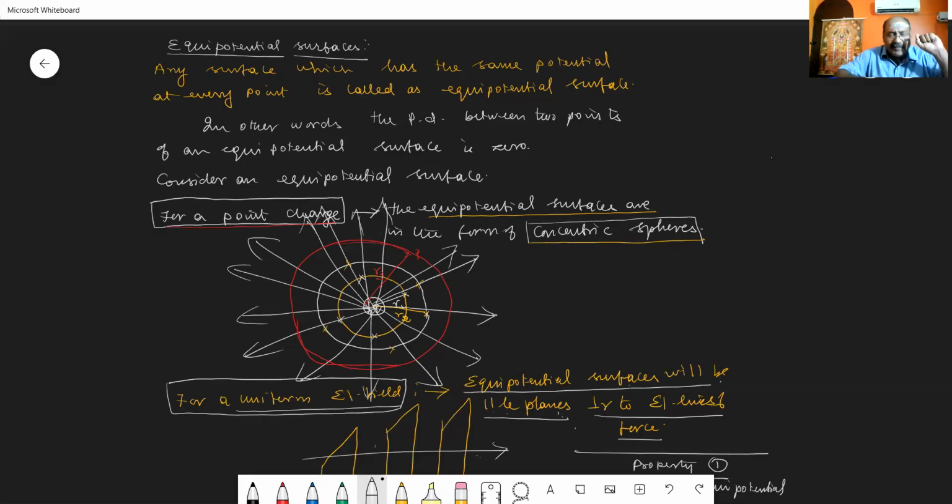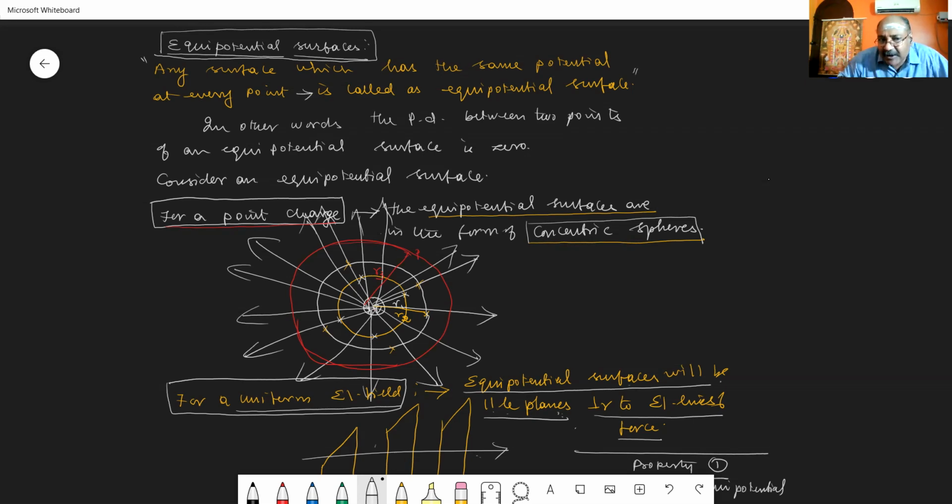So here we are going to study the concept called equipotential surfaces. What do you mean by this equipotential surface? The name itself is self-explanatory. The surface on which the potentials are considered to be the same or equal at all points is called an equipotential surface. So it can be defined like this: any surface which has the same potential at each and every point is called an equipotential surface.